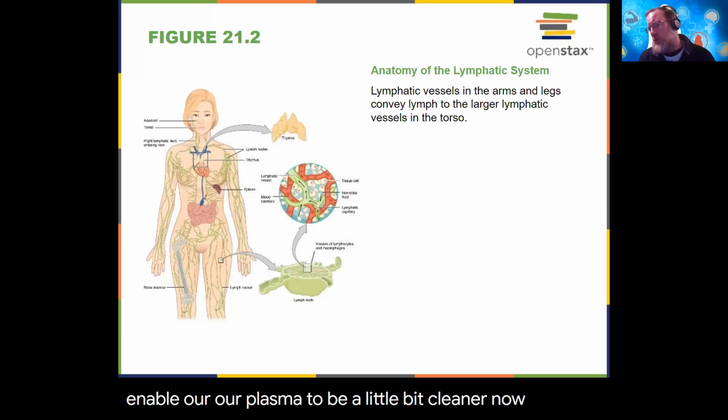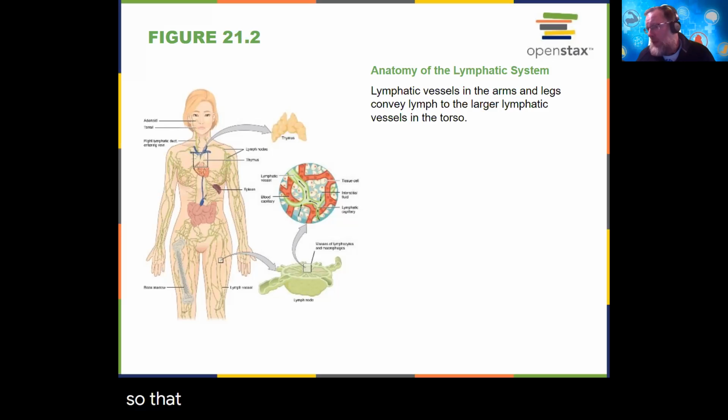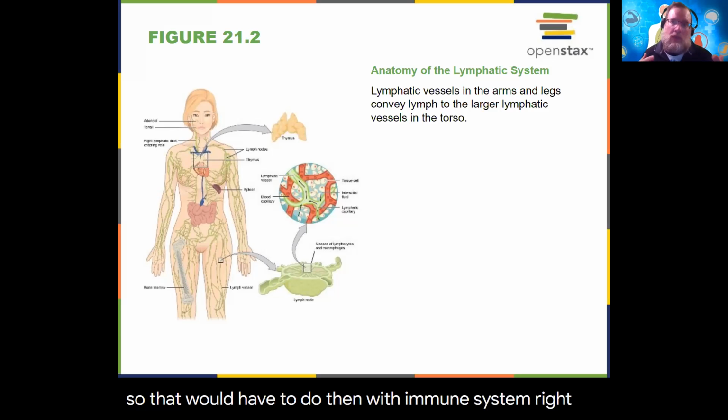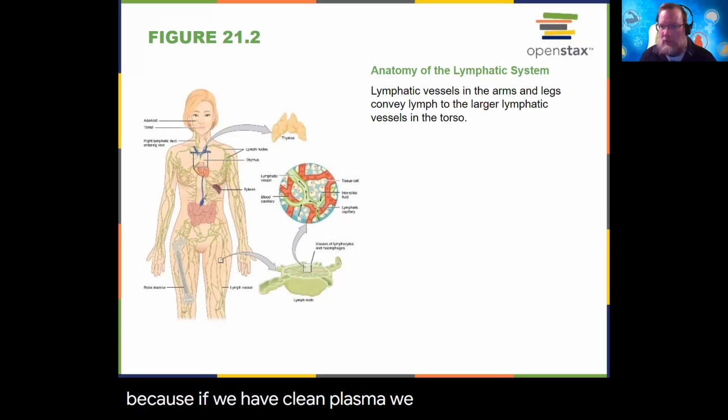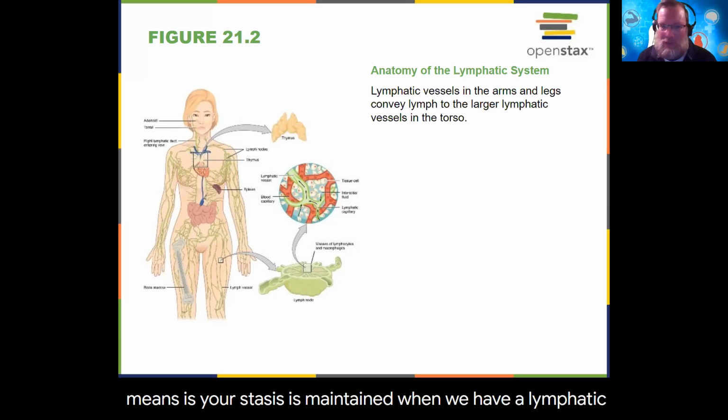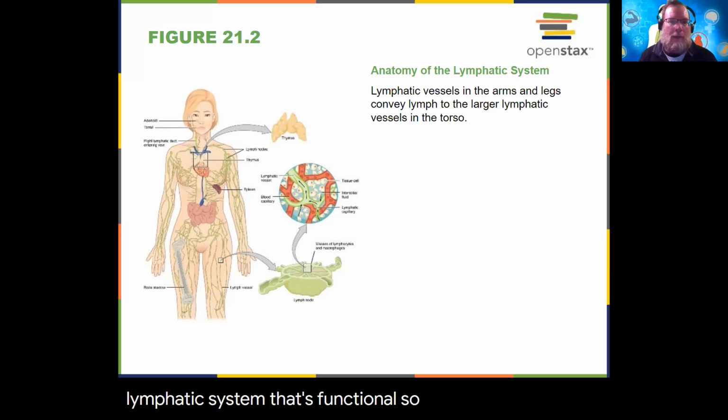Now, that would have to do with the immune system, right? Because if we have clean plasma, we have clean blood, we have clean interstitial fluid, kidneys aren't having to work super hard, liver's not having to work super hard. So what that means is, you know, homeostasis is maintained when we have a lymphatic system that's functional. So that's the one thing, keeping things clean, right?